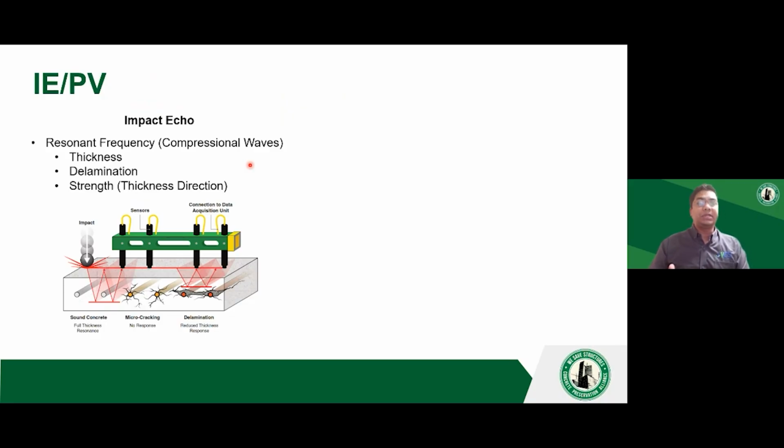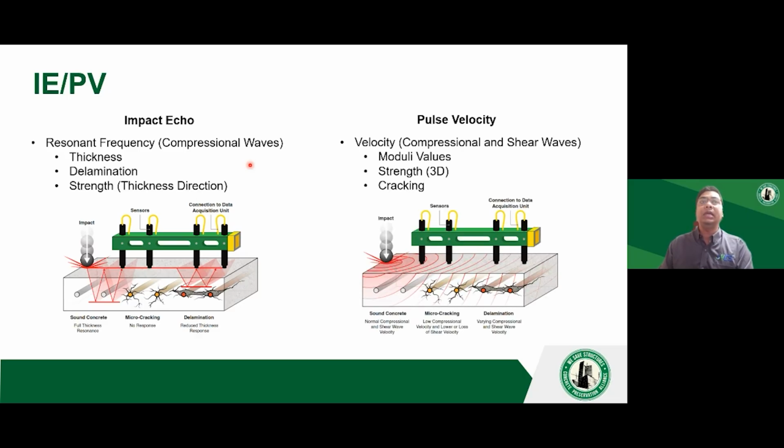Impact echo, as the name suggests, echo, we are looking for the reflections. We are looking for the frequency, and it can give you the thicknesses of the unknown concrete elements. It will also give you an idea about if your concrete has micro cracking or potential delaminations or any potential concrete consolidation issues. It can also give you strength in the thickness direction. Whereas with pulse velocity, we are measuring the velocity of sound passing through the concrete. The higher the velocity of sound through the concrete, the higher is the compressive strength of the concrete. That's the rule of thumb.